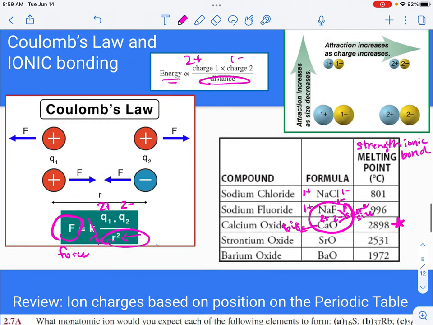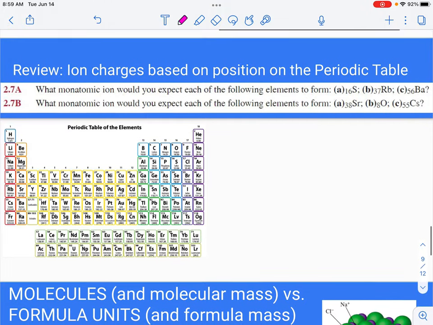Hopefully that was helpful. All right, so now we're going to review a few other little things based on all of this. This should be review for you, ion charges based on the position on the periodic table. This is stuff that you will need to memorize. So I'm just going to go through these with you quickly. Sulfide would be S2 minus in this group, this whole group down to the stair steps. Oops, sorry, I'm in the wrong spot.